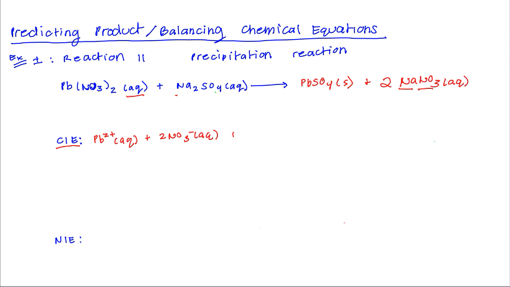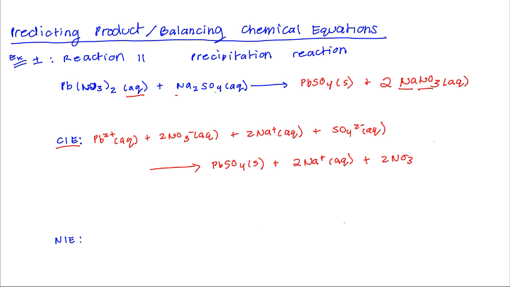We have 2 sodium ions, and we have 1 sulfate ion. I'm running out of room, so I'm going to put our arrow here going to the products. Remember that lead sulfate is solid, so that doesn't break apart into ions in water. We can just write it how it is as lead sulfate. We still need to write solid, but the sodium nitrate we need to break apart into ions. Remember that our 2 out in front, our coefficient, tells us we have 2 Na plus aqueous and 2 nitrate, NO3 minus aqueous.